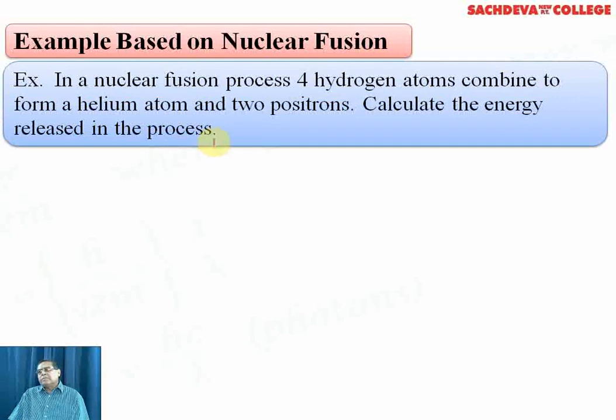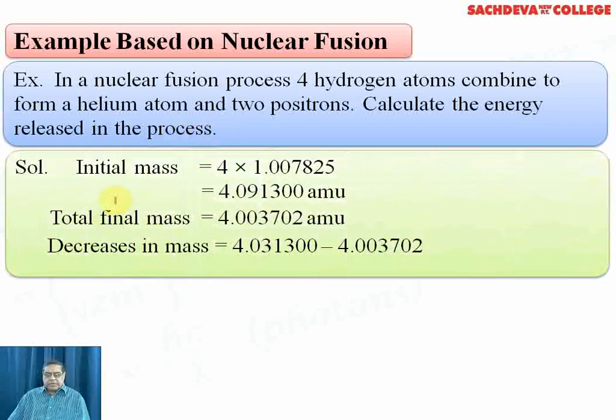The basic principle is that we write a reaction, then we consider the masses of reactants and the masses of products. We will find that if the masses are accurately considered up to at least 3 or 6 places of decimal, the mass of reactant will be slightly greater as compared to the mass of product. The difference is called the mass defect, and that mass defect gives rise to energy. That is the principle of most of the questions in nuclear fusion.